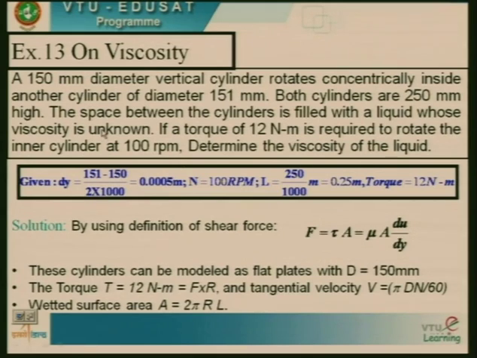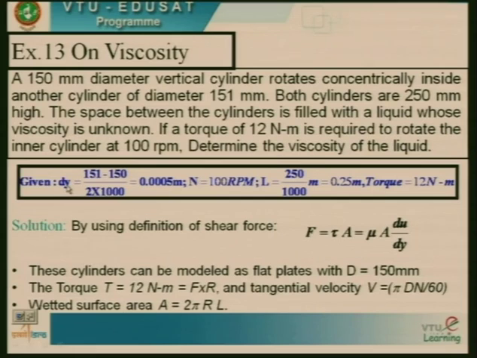There are two cylinders, one is static, stationary, outside with 150 mm diameter. One is moving, which is the inner one, exactly like a shaft, like I am showing by hand. It is filled with a liquid. He is asking you the viscosity, number one. Number two, we require 12 Newton meter torque to move this with an RPM of 100, and the height is 250 mm. Is it okay? Let us see what is given.